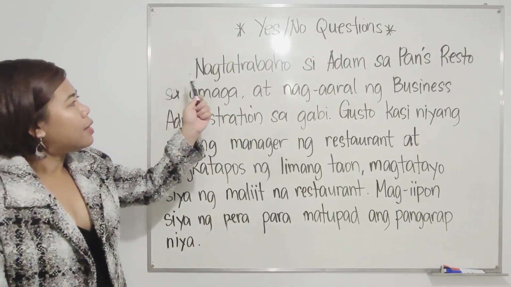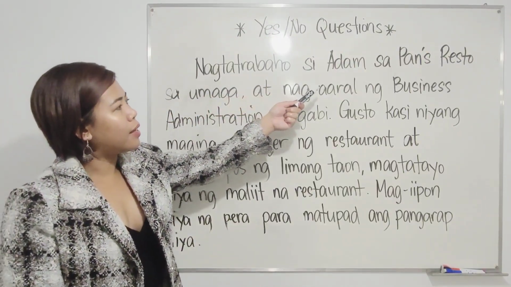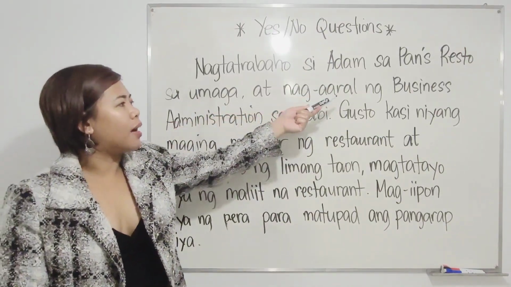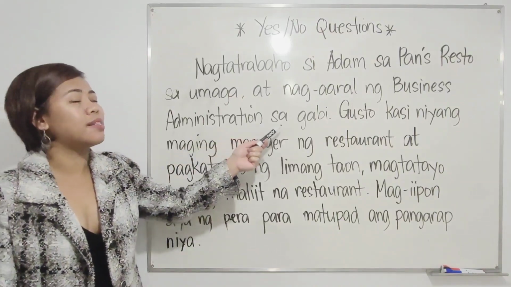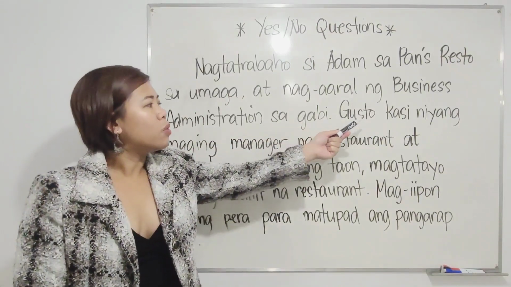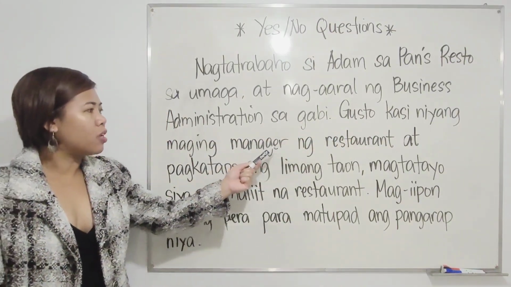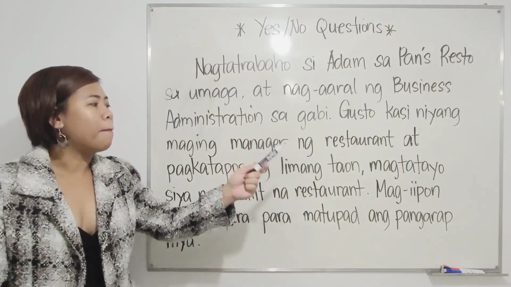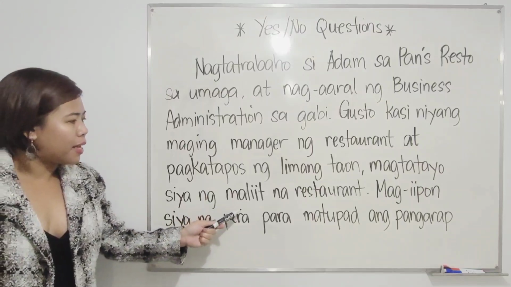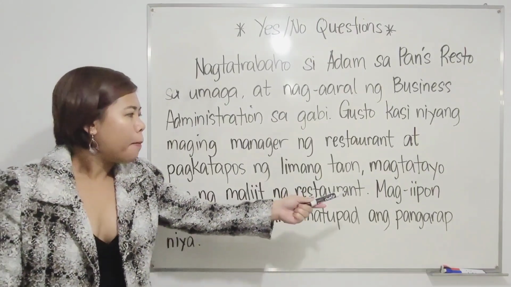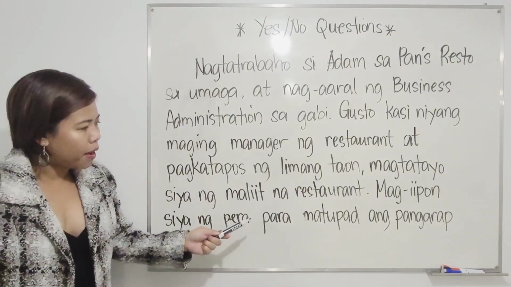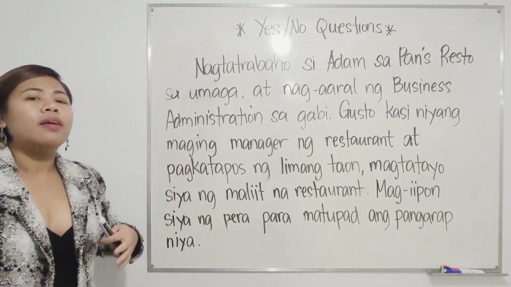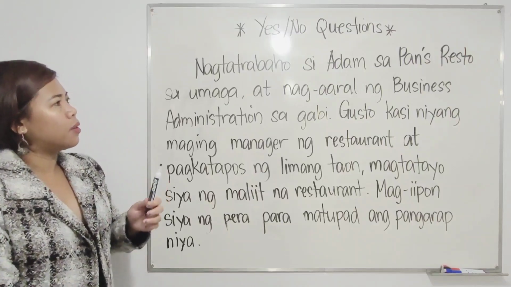Let's start here. Nagtatrabaho si Adam sa Pan's Resto sa umaga at nag-aaral ng business administration sa gabi. Gusto kasi niyang maging manager ng restaurant at pagkatapos ng 5 taon, magtatayo siya ng maliit na restaurant. Mag-iipon siya ng pera para matupad ang pangarap niya. Let us pick the words that we need to understand.